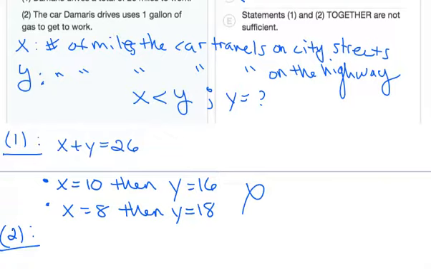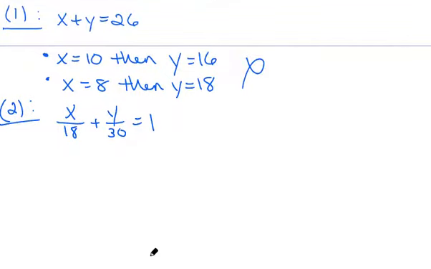if we interpret this, the car that Damaris drives uses 1 gallon of gas to get to work. So this essentially means that we can interpret the statement as an equation. We have x over 18 for the number of gallons, plus y over 30, will equal 1. Now we actually run into a similar issue that we did with statement 1 here. Our value of y is going to be dependent on x, and we can't actually find one actual value for it.